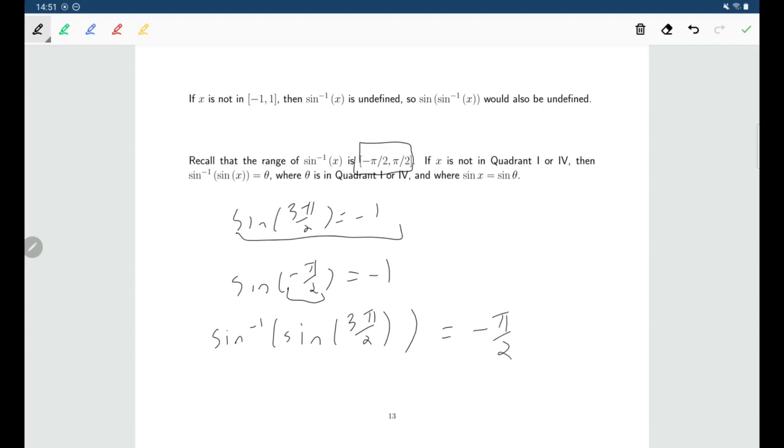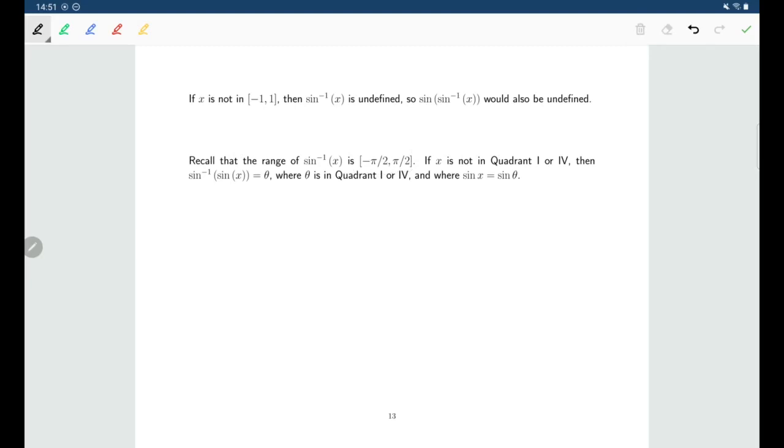So the reason here why we're getting a different angle as our output is because sine inverse can't give you 3 pi over 2 as the output. It has to give you something between negative pi over 2 and positive pi over 2. And the angle that has the same value for sine as 3 pi over 2 is negative pi over 2. And that's why that's our output. Now, we're going to do a bunch of examples of these. So some of these will be fairly fast, and some will take a little bit more effort.